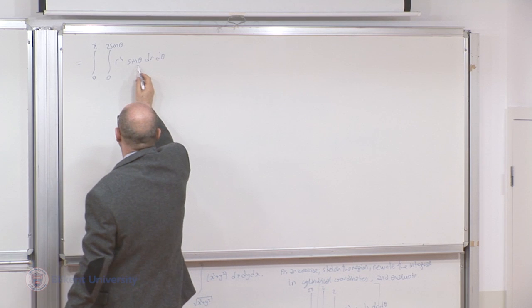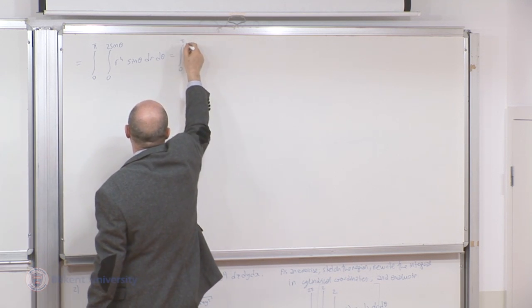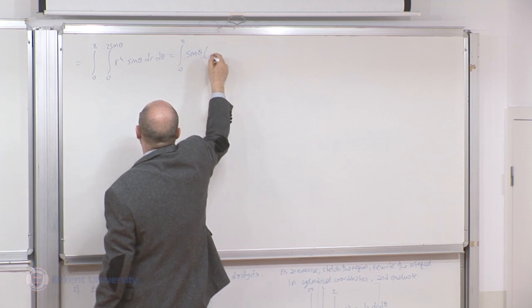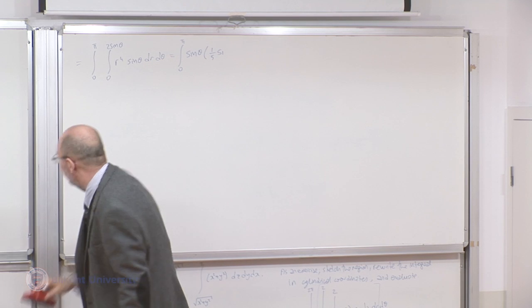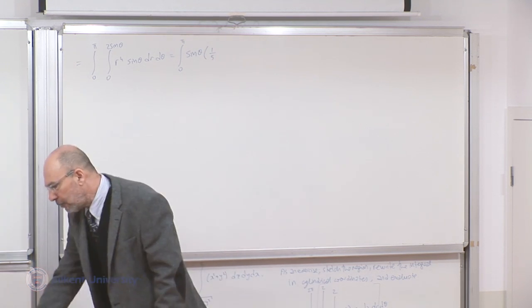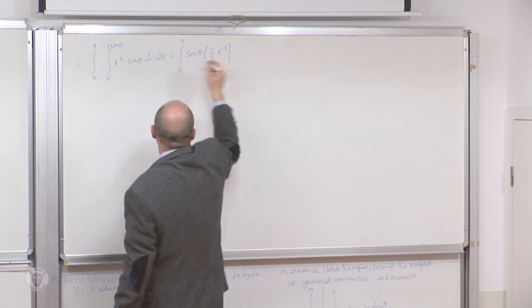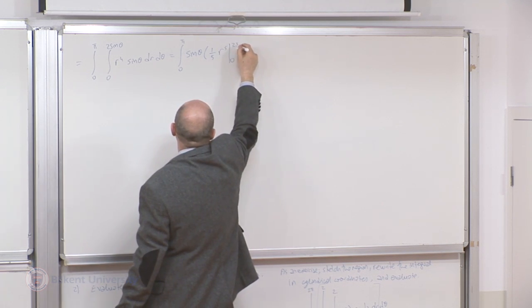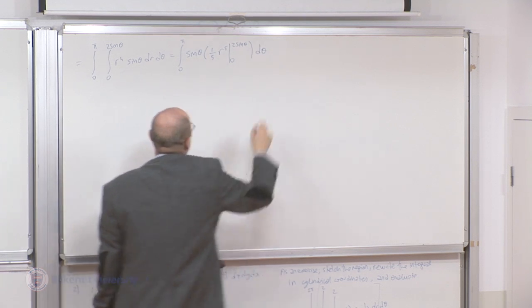Okay, so sine theta is constant with respect to r, so I have 0 to pi. Sine theta comes out. I have 1 over 5 r to the 5, r to the 5 from 0 to 2 sine theta. I'll integrate this with respect to theta.